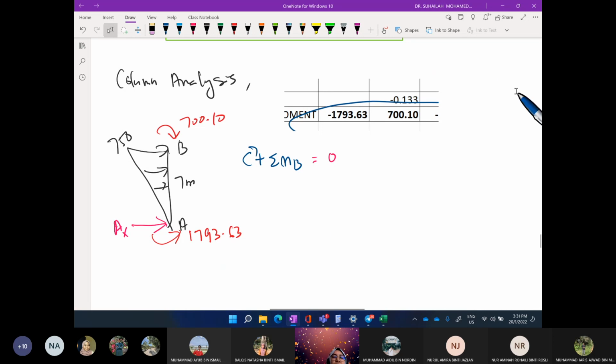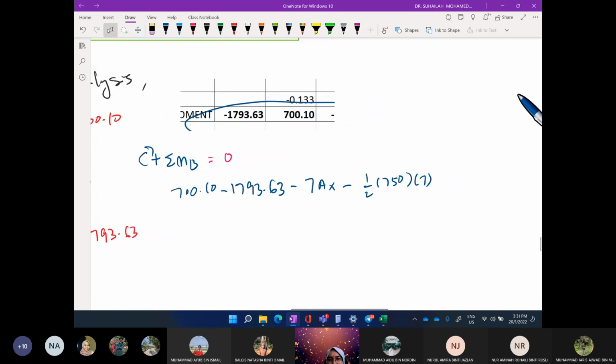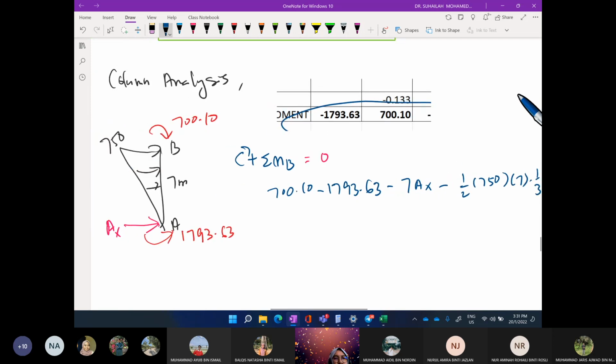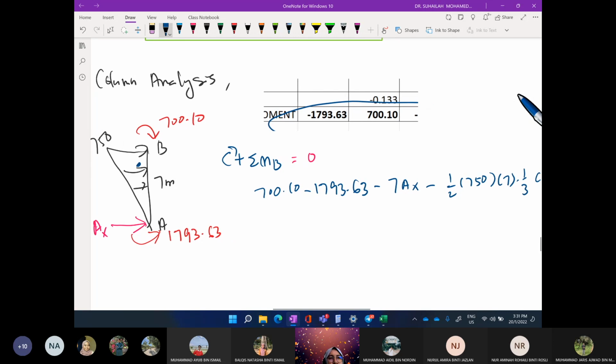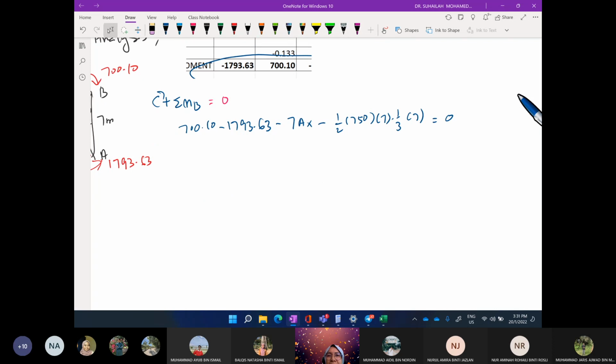What we should do is take the moment equal to 0 at B so that we can get AX. So it is 700.10 minus 1793.63, minus 7AX, and then we also have to minus the area, 750 and 7, and the centroid is 1/3 times 7. The 1/3 centroid is here. So this is equal to 0, and we will get the AX value.